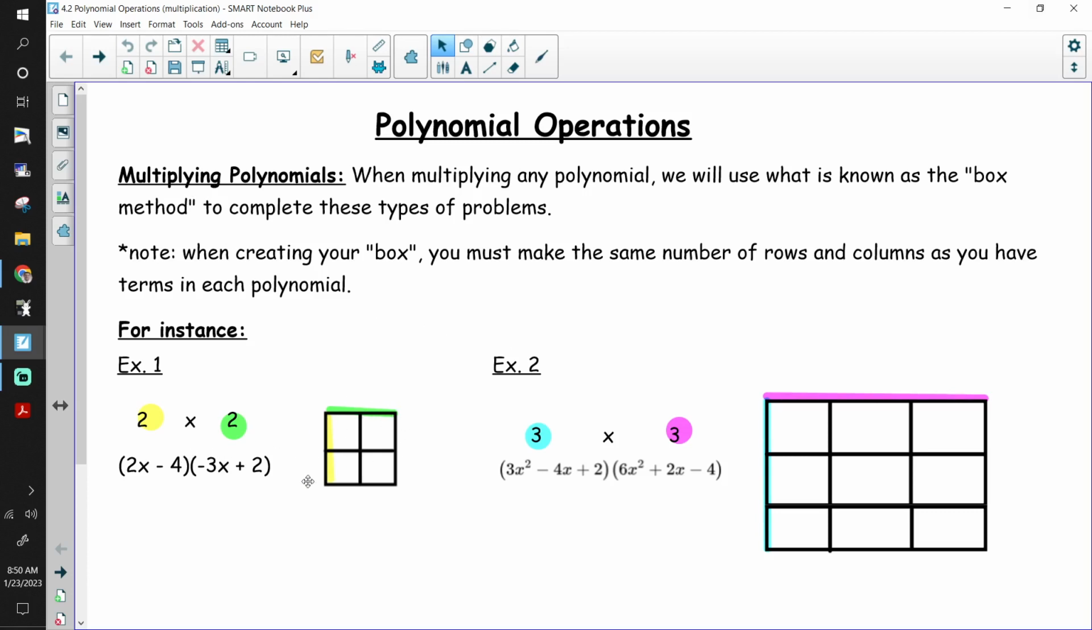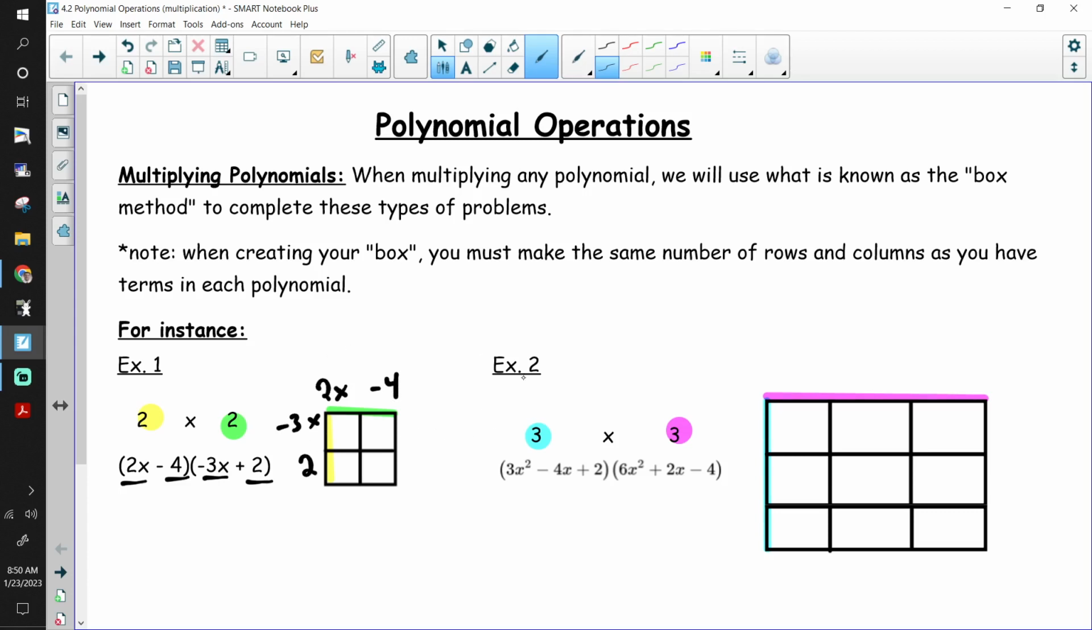So let's look at how the size of our box changes based on what we're multiplying. In this first example, we're multiplying a two-term polynomial, look, 1, 2, this is two terms, by another two-term polynomial. That means when we draw our box to set up, we need a 2 by 2 box so our polynomials fit. So we would put our 2x and our minus 4, and our negative 3x and our 2, and there's one space for each term.